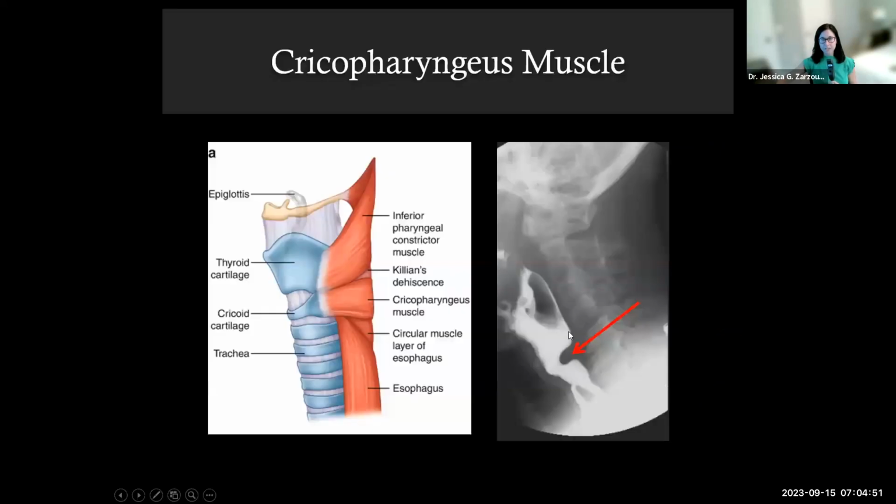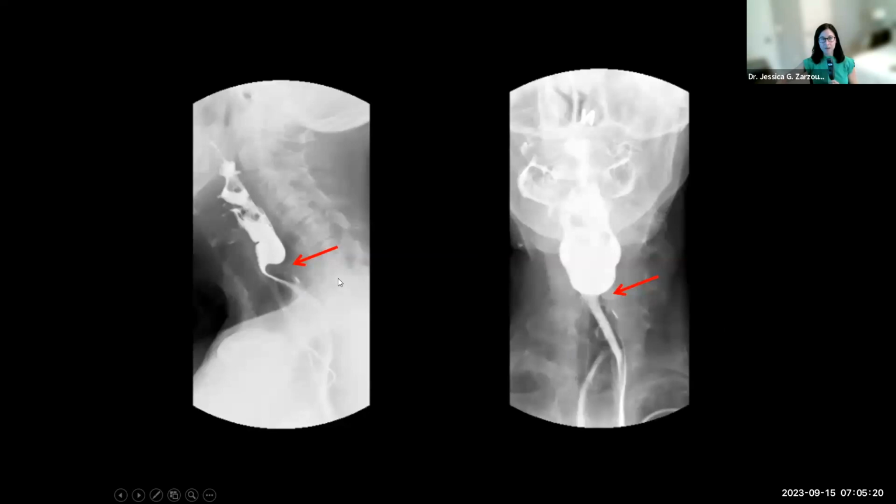The cricopharyngeus, again, is the muscle that separates the hypopharynx from the cervical esophagus. It's also part of the upper esophageal sphincter. We'll see some abnormalities with this upper esophageal sphincter, as well as evaluate the lower esophageal sphincter. This muscle should relax normally with swallowing, and if it has incomplete relaxation, then it can lead to problems. Here is an example of a cricopharyngeal muscle that is not relaxing. This is known as a cricopharyngeal bar or a CP bar.